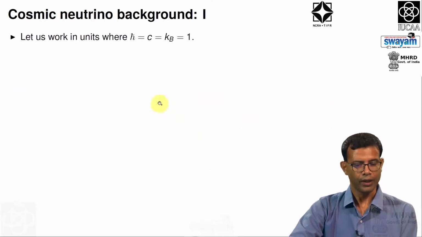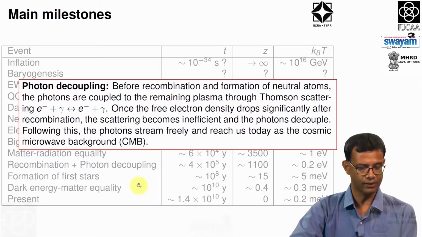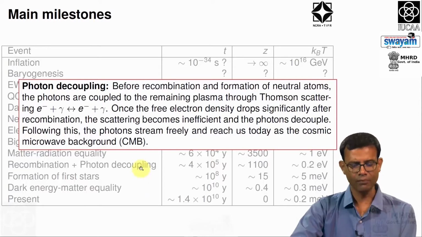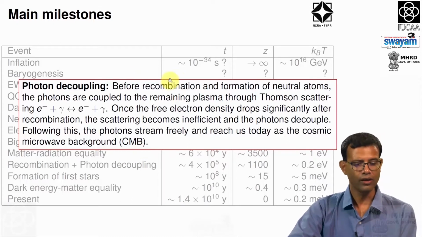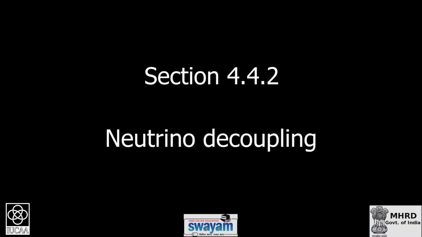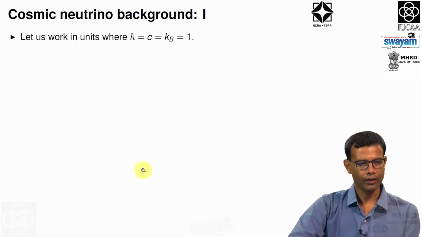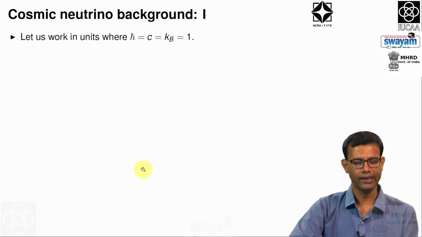observations. There are various other things which happen, like the formation of first stars, the dark energy matter equality, and formation of galaxies, but that is something we will take up in the later lectures. So, for the moment let us concentrate on the very early universe part of it, particularly from the beginning to the recombination. So, we will pick out a few of the milestones which are interesting and easy to understand.